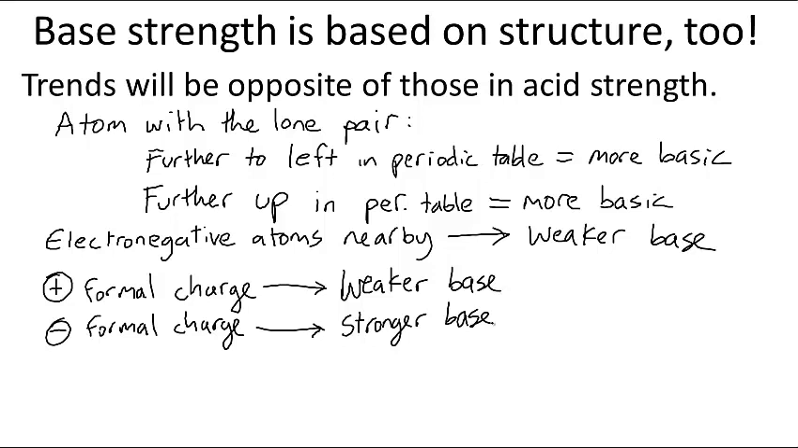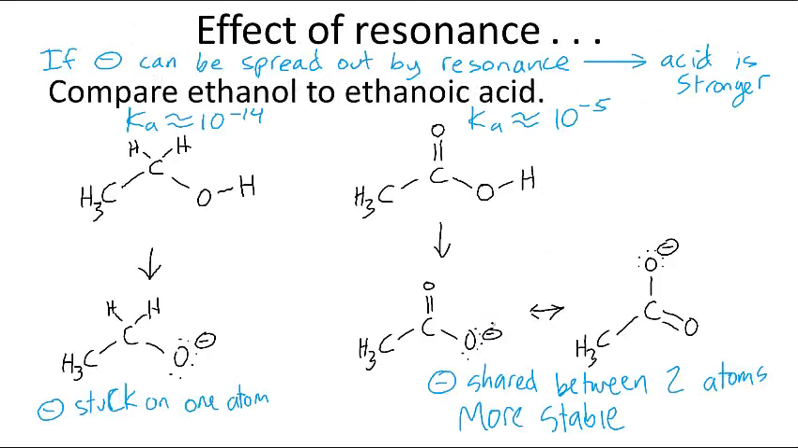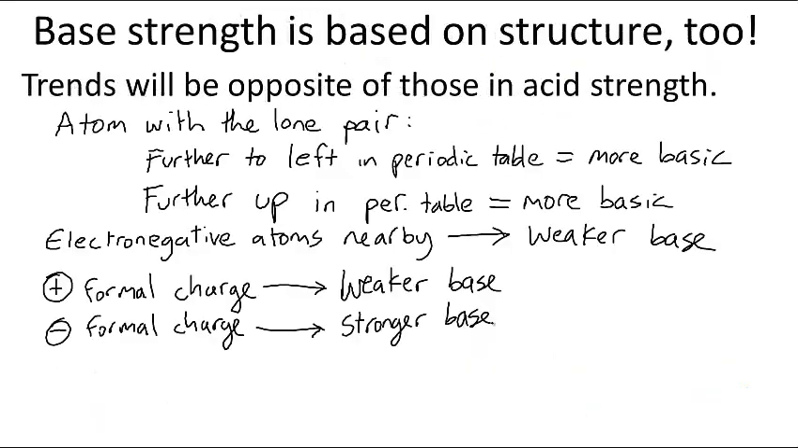And then resonance is going to be a little more complicated. So here we said if resonance stabilizes the negative charge, that's going to make something a stronger acid. When something acts as a base and grabs a hydrogen, that's going to give it a positive charge. If you can stabilize that positive charge by resonance, it'll actually make it a stronger base. I had to really think up a contrived example where that would be relevant for you guys anyway. So I don't want you to worry too much about resonance and base strength.